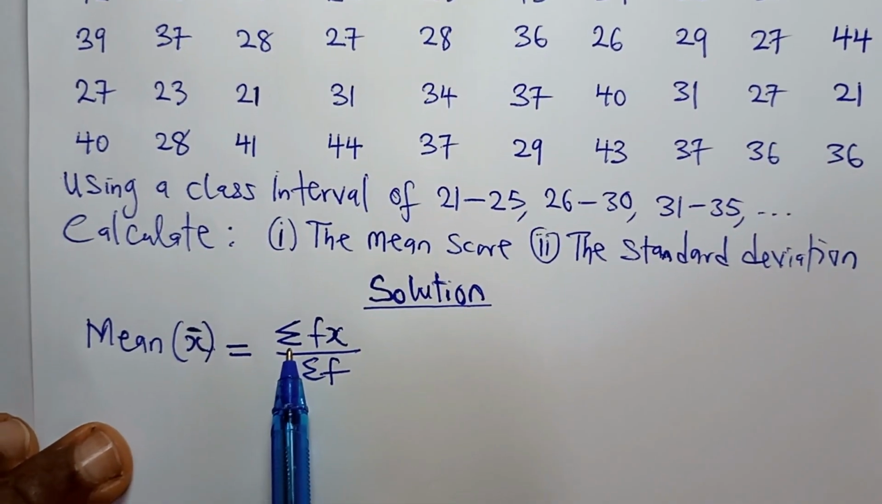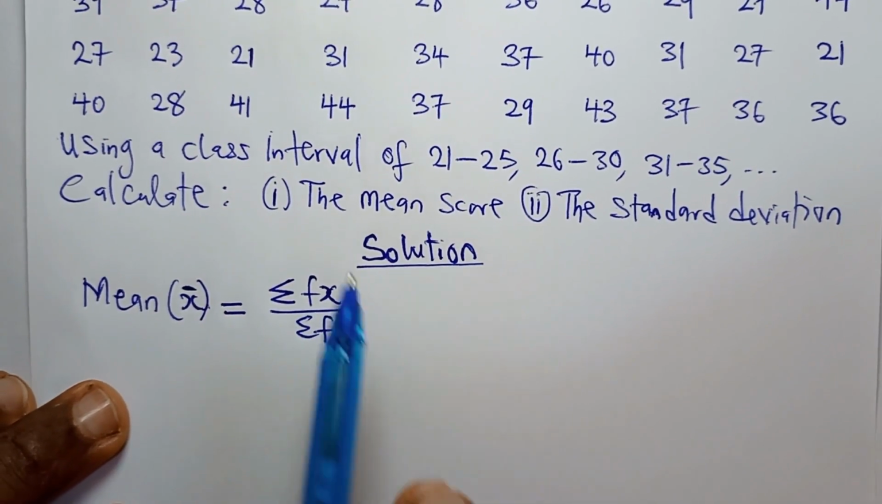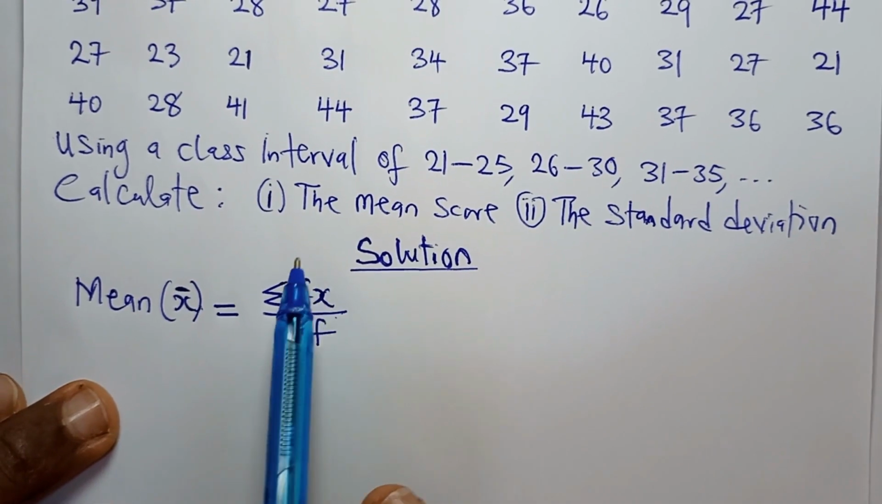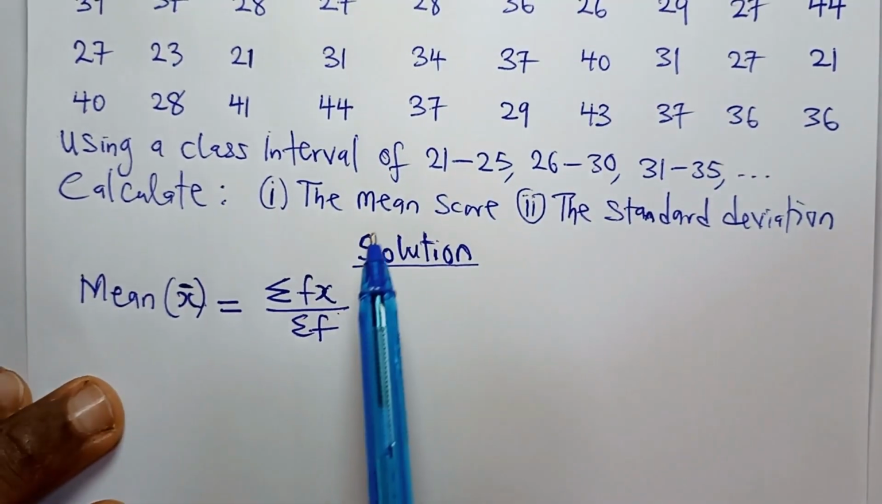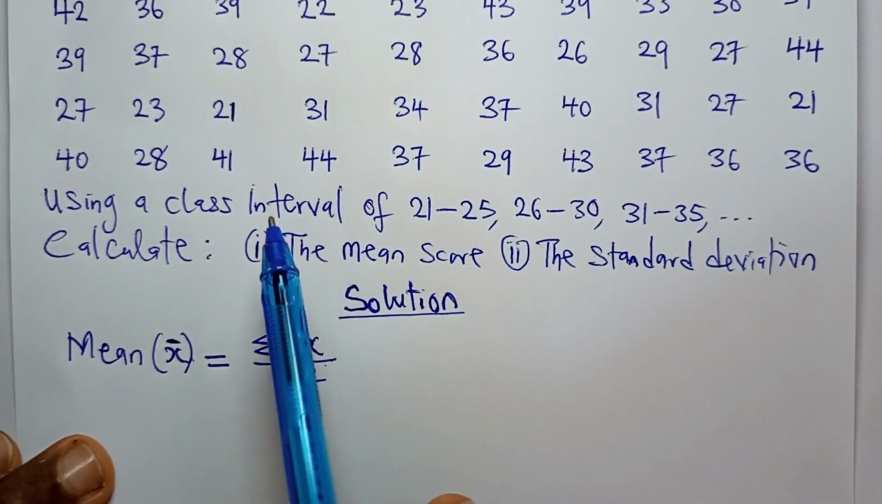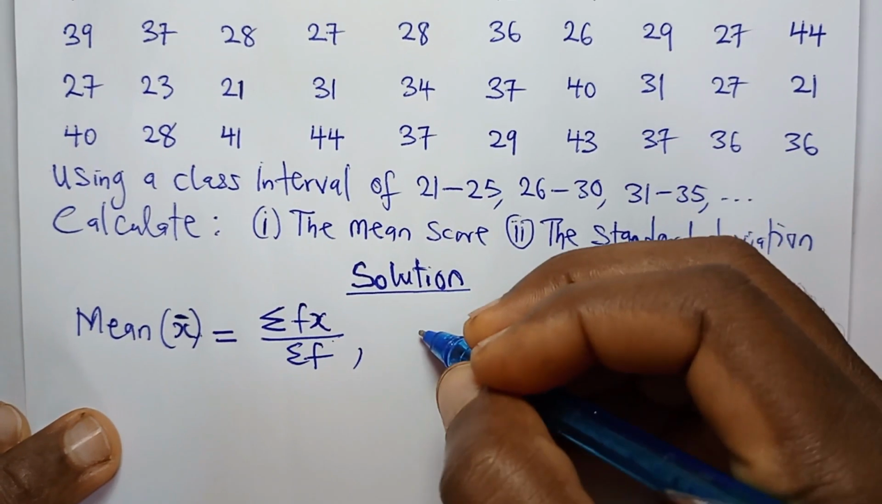This is just telling you to add frequency times the x. All these are the x. Each of these represents x. Then when you count them, like 36, how many 36 will come there? We will come to that stage anyway. So this is the formula for mean.